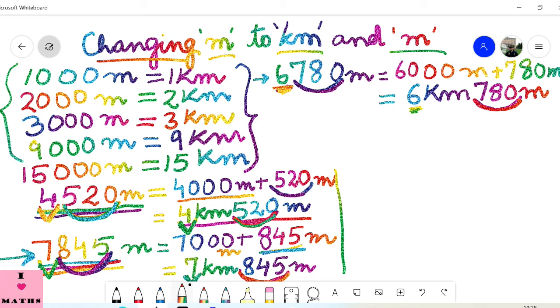Even in these examples, you can see the last 3 digits are zeros. So that is the reason we are writing only 1 kilometer. This is 1 kilometer and 0 meters. There is no need to write 0 meters. Here also the last 3 digits are 0, so we have written 2 kilometers. In this again the last 3 digits are 0, so we have written only 3 kilometers here. Okay, now we will do a few examples with the help of the trick.